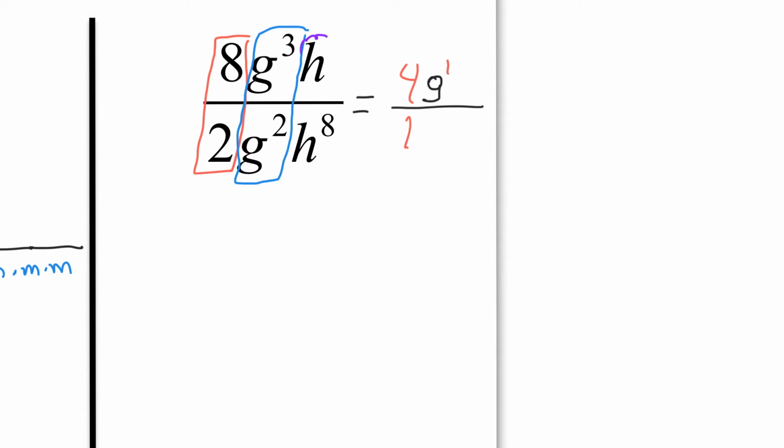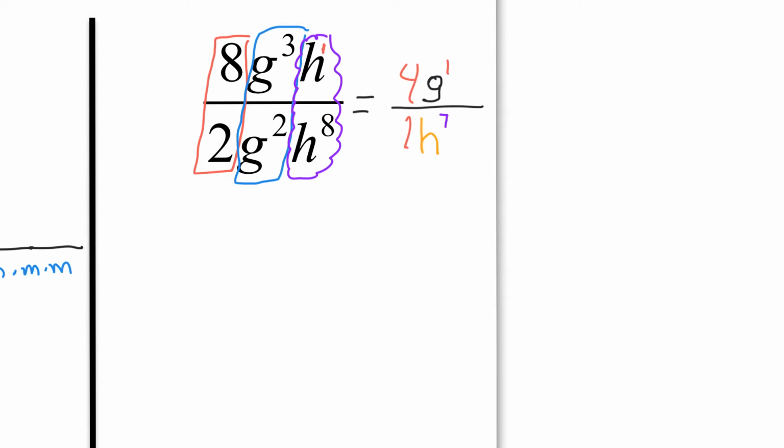Then you look at the h, the next variable, the base. So the h on the top has an invisible 1. The h on the bottom has an 8. Where's the highest exponent for the h? On the bottom. So that means you keep the h on the bottom of the fraction, and you subtract the exponents. Biggest minus the smallest one. 8 minus 1 is 7. So you put a 7 as the exponent.